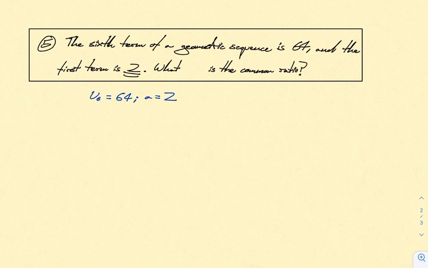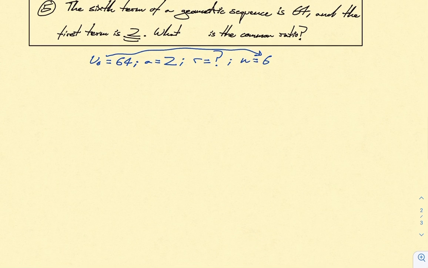So let me just write it like this. What is the common ratio, r? And we also know, by the way, that n equals 6, because we can deduce this from here. If they tell us it's the sixth term, we know that n will be equal to 6. So again, we'll just write the formula, and substitute the values into the equation.